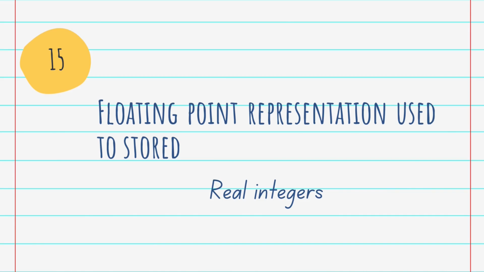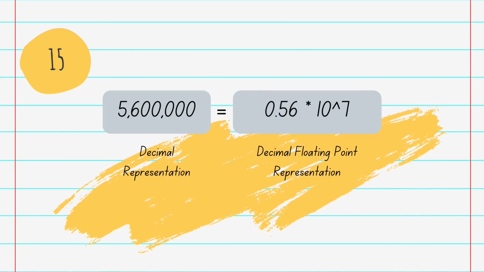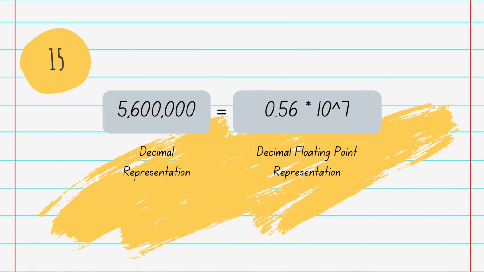The floating point representation can implement operations for a high range of values. For example, the number 5600000 can be described as 0.56 into 10 raised to power 7. Here 0.56 is the mantissa and 7 is the value of the exponent.